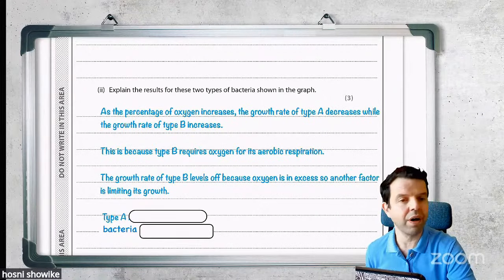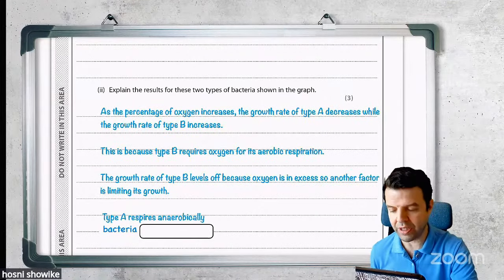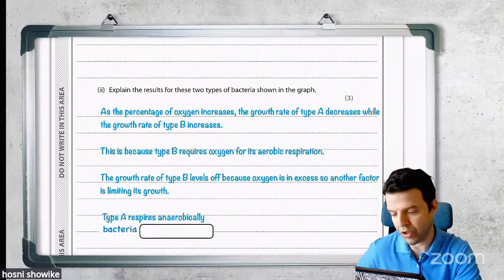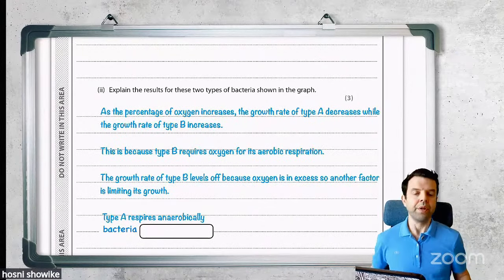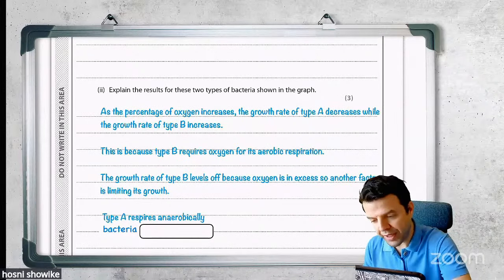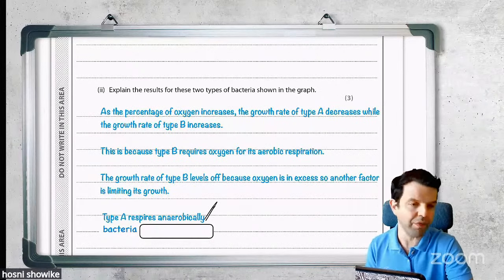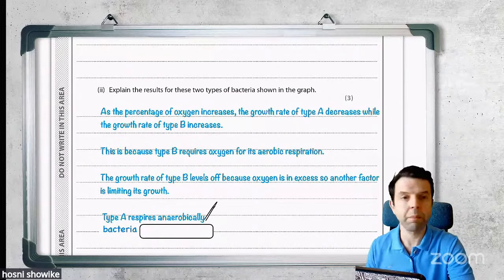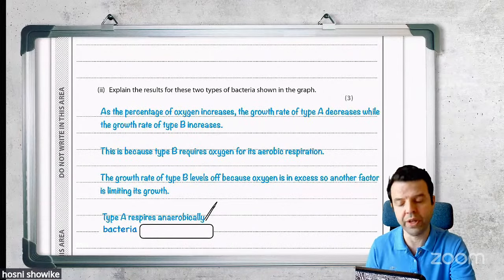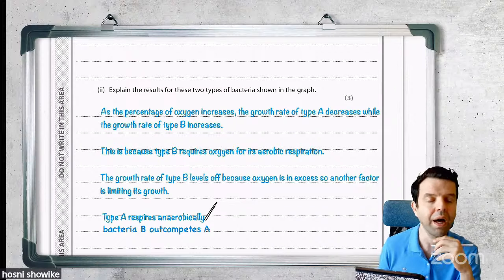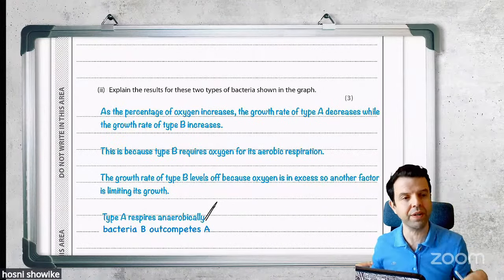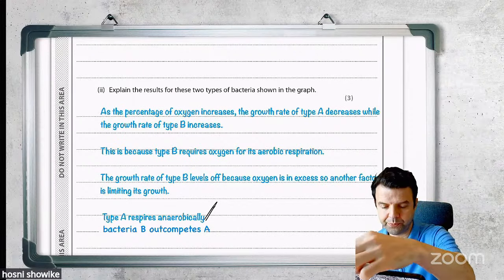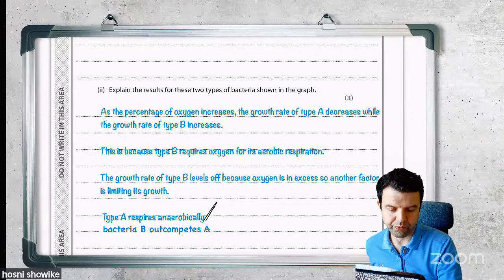A is not needing oxygen. A is actually disappearing at high concentration, so it could be respiring anaerobically. Here is an alternative answer. You may say that one of them is more adapted, one of them competes better and outweighs or takes over the entire habitat for itself.